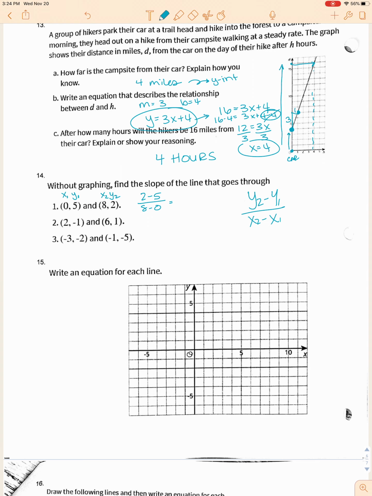Be careful of your integer rules here. 2 minus 5 is negative 3. 8 minus 0 is 8. So my slope is negative 3 over 8. Please do the other two. Pause the video.